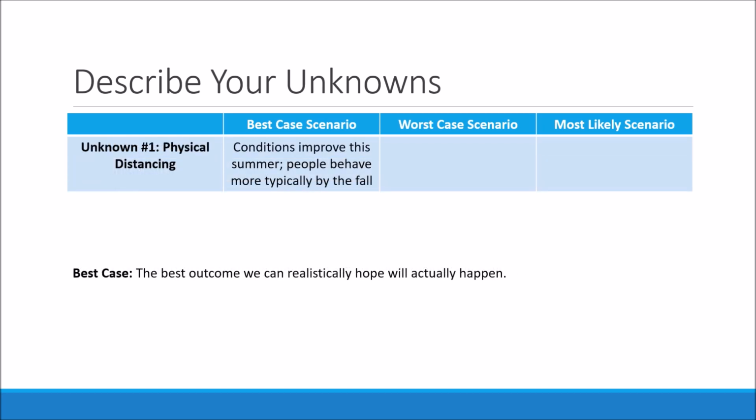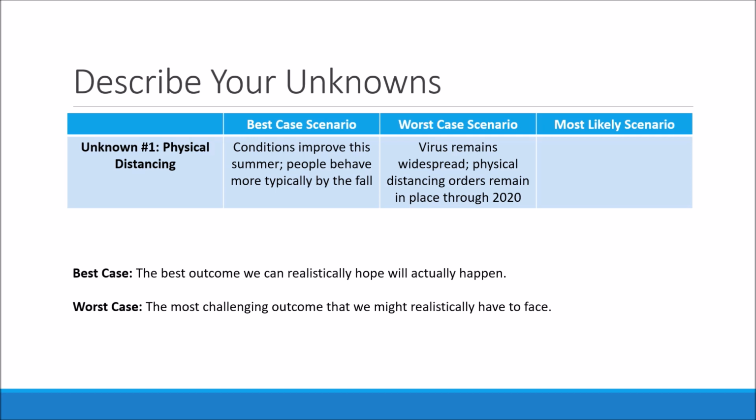So, for instance, your best case scenario for your unknown of physical distancing might be that conditions do start to improve this summer and people start to behave more typically by the fall, right? People start to go out a little bit more. People are willing to gather in crowds a little bit more, small crowds, but crowds nonetheless. That's probably the best outcome we could realistically hope for right now.